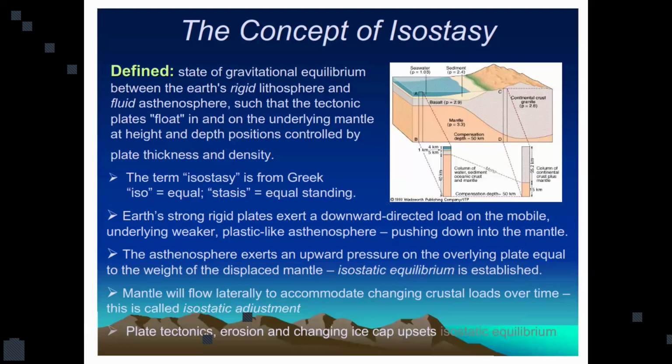Last week, we started with the concept of isostasy. We said the word isostasy is a combination of two words from Greek, iso and stasis. The word iso means equal, whereas stasis means equal standing.